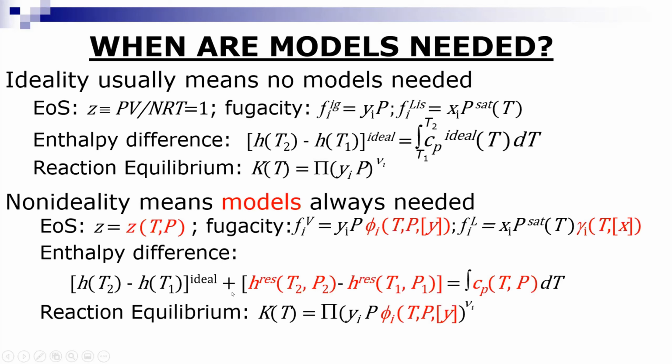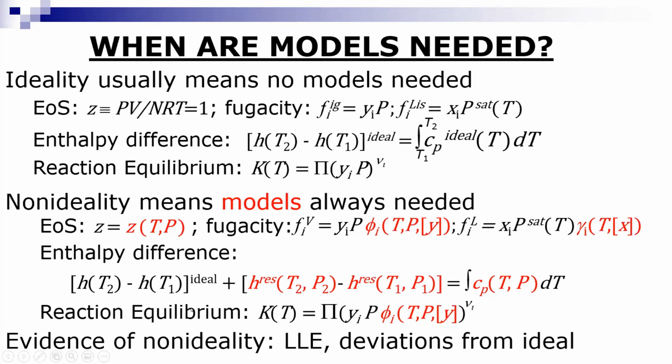If you're talking about the enthalpies, there's what would be called the residual enthalpy, which is what you have put in as extra terms in the enthalpy difference. And there would be a model for that or a model for the heat capacity as a function of pressure. In reaction equilibrium, they wind up putting in the fugacity coefficient for each of the species.